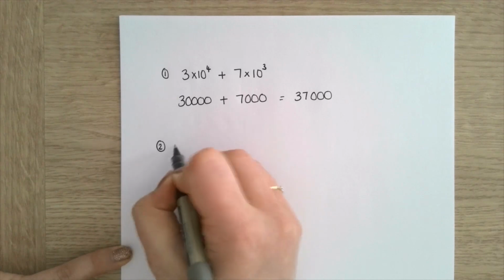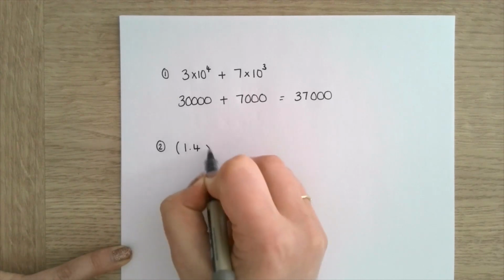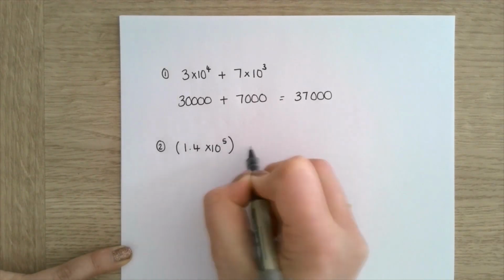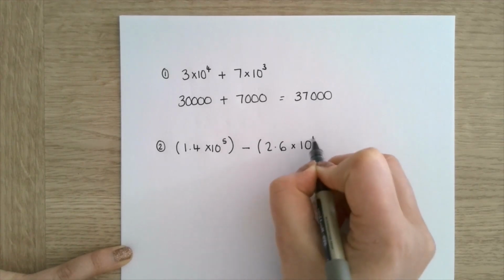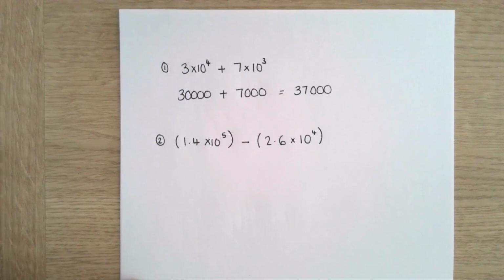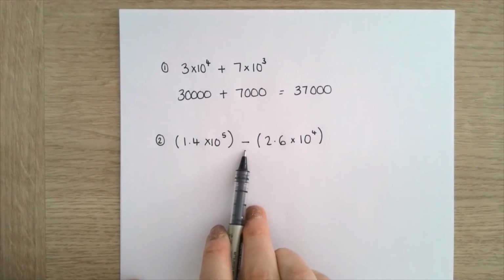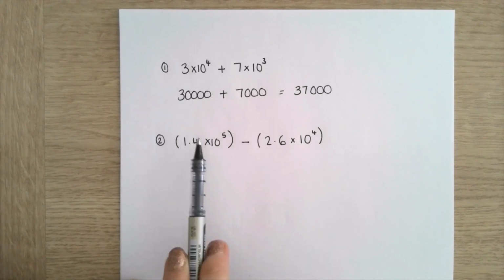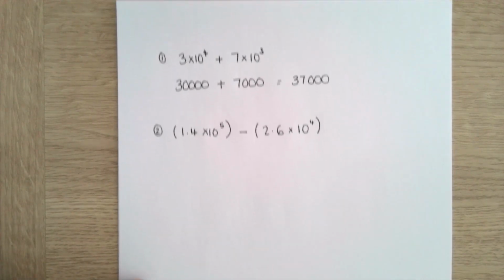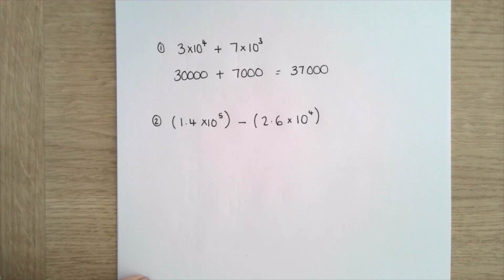Question 2, 1.4 times 10 to the power of 5 minus 2.6 times 10 to the power of 4. Again, we are subtracting this time. It doesn't matter about the brackets. Sometimes questions will do it without brackets, sometimes questions will do it with brackets. And that's why I've done those two different examples.